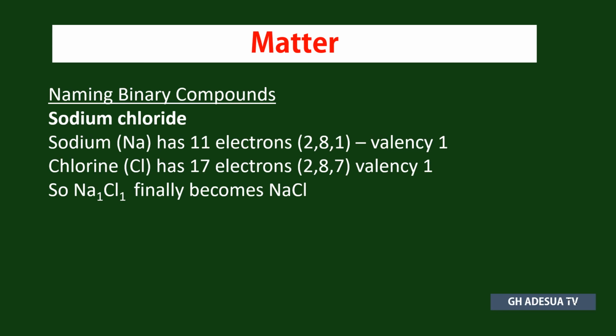Now, like you know, they would interchange their valencies. So the Na1, the one down there is the valency of the chlorine. And then the Cl1, the one there is the valency of sodium. So it has been interchanged. You are seeing it so because it's 1, 1, but then it has been interchanged. But finally, because we don't write 1, we will leave it as NaCl, as the binary compound of sodium chloride.